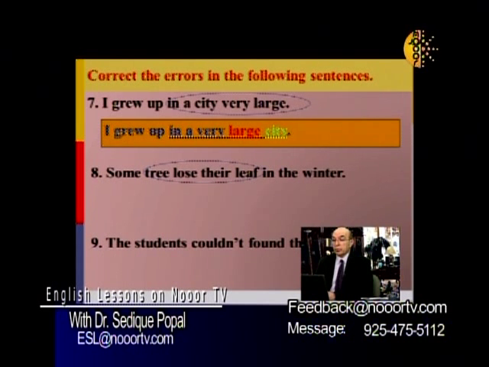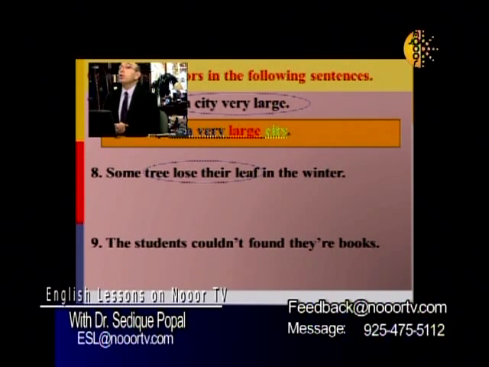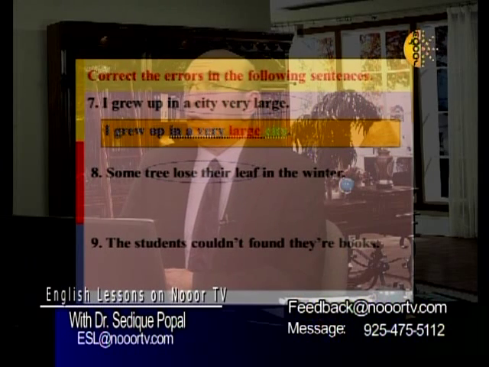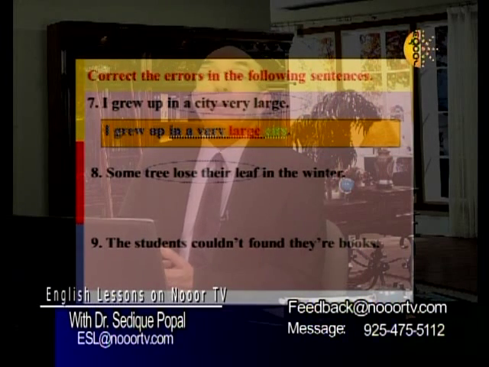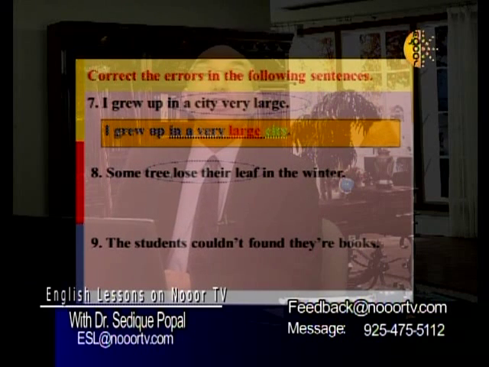Again, tree and leaf here. Some tree, remember, 1 tree, 2 trees, some trees. We use some in front of what? Plural nouns. Here you say some requires that the noun that comes after it has to be plural. For example, we say what? Some people. People is a plural form. Some books. So some trees. That's why if you don't put this S with tree, the sentence is not grammatically correct.